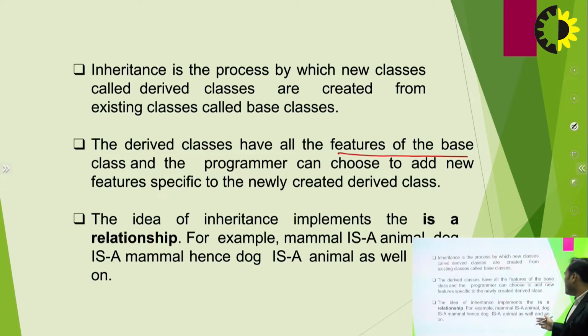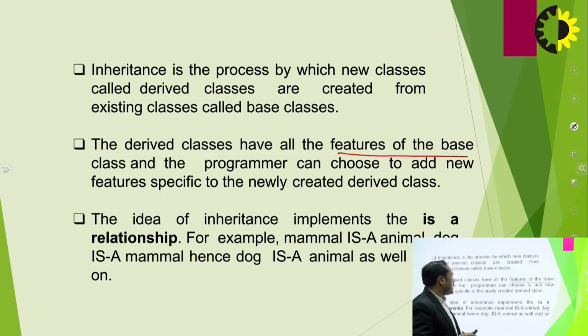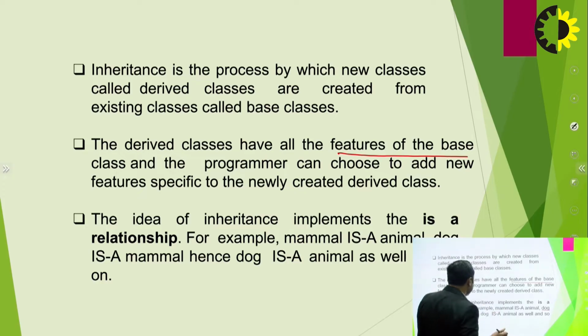For example, with mammals and animals: a dog is an animal, and a cat is an animal. A mammal is an animal, and there are two different mammals in the form of dog and cat. They inherit the properties of the animal. So you can see here, a dog is a mammal, and that dog inherits the properties of the mammal.